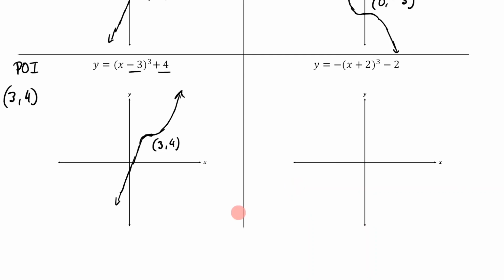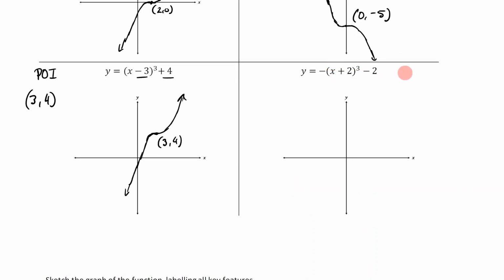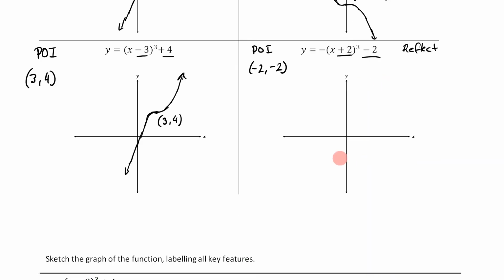And then we can come over here. Here we have to take note of this negative, which is causing a reflection. And our point of inflection is going to be -2, -2, because this is going to cause a 2 to the left, and this is causing -2 down. So as I would come here, it's going to look something like this. -2, -2 will be about there. And it's reflected as well, so it's going to be like that, then going down, and then going up. Again, please, hopefully your graph looks better than mine.